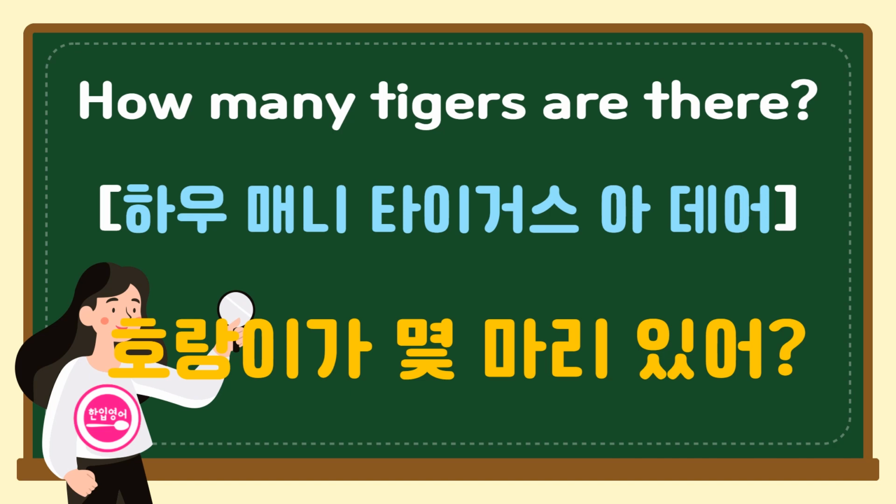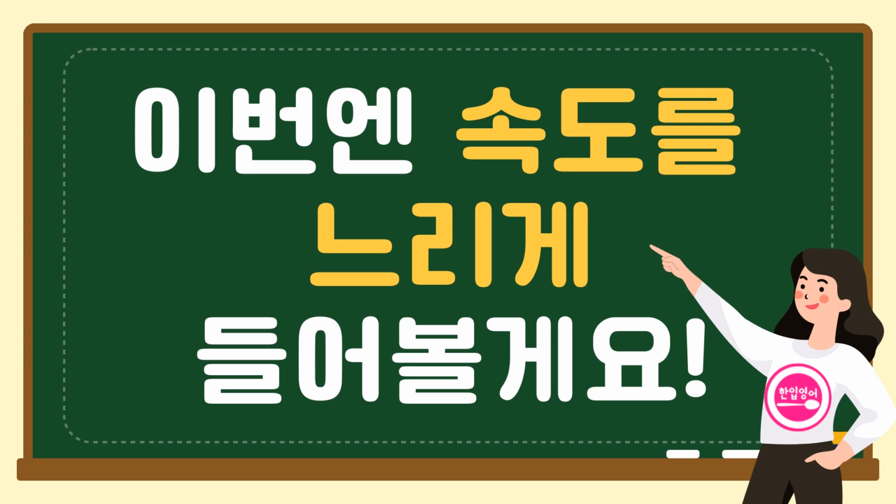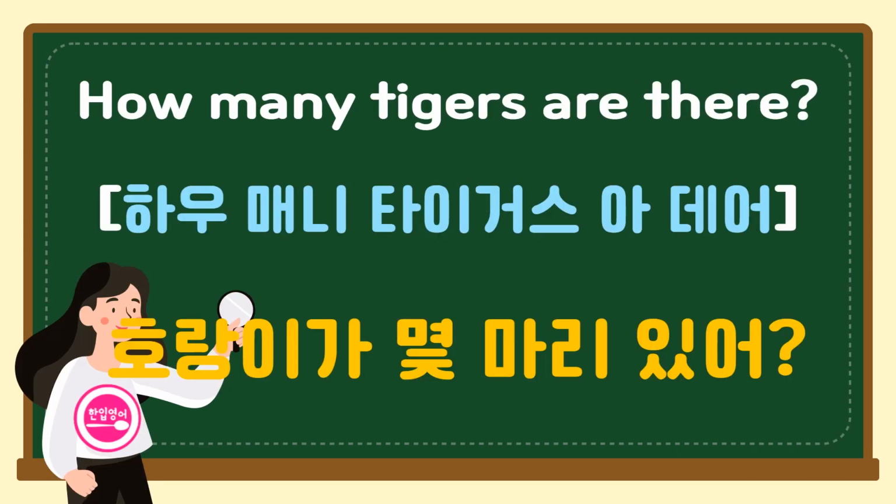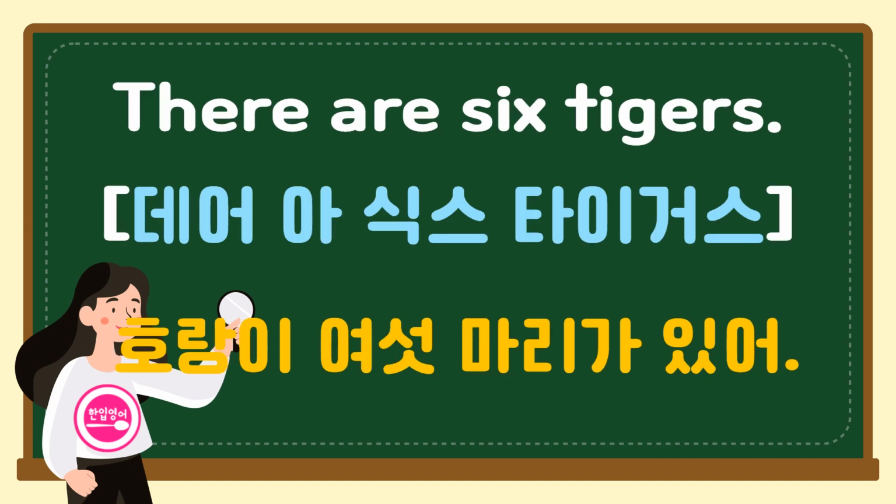How many tigers are there? 호랑이 여섯 마리가 있어. There are six tigers.